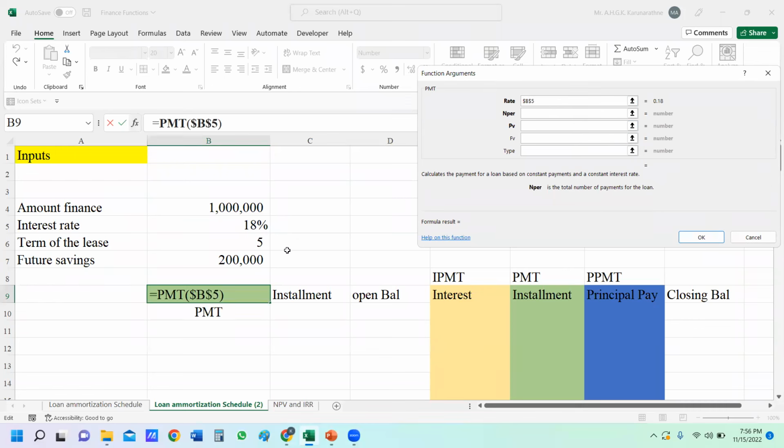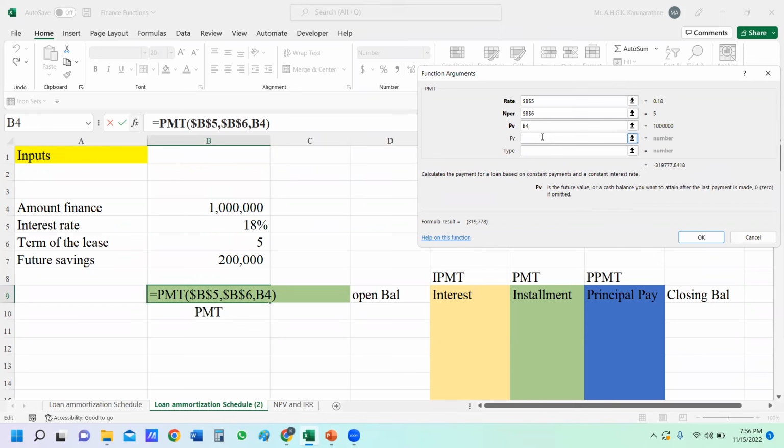Then the number of payments. We know it is 5 years and an annual basis, so 5 years means 5 installments. Accordingly, it is 5. If you want, you can make it constant, but it's not needed here. Present value is the value of your loan. I'm not going to make it absolute because it's not needed.